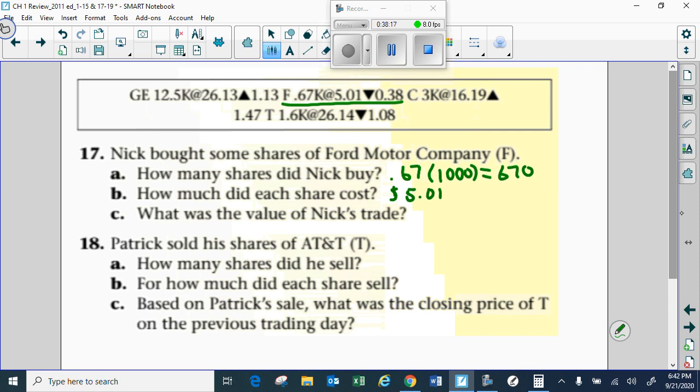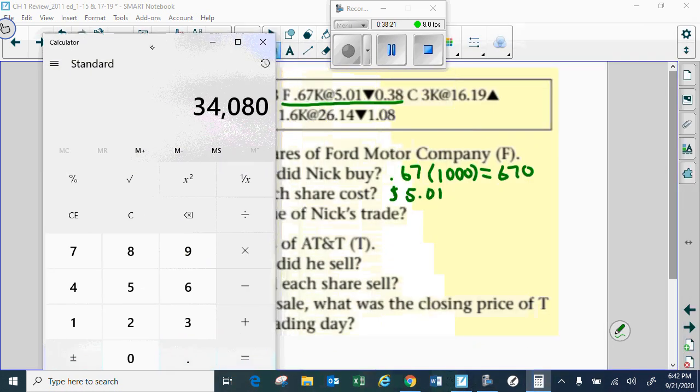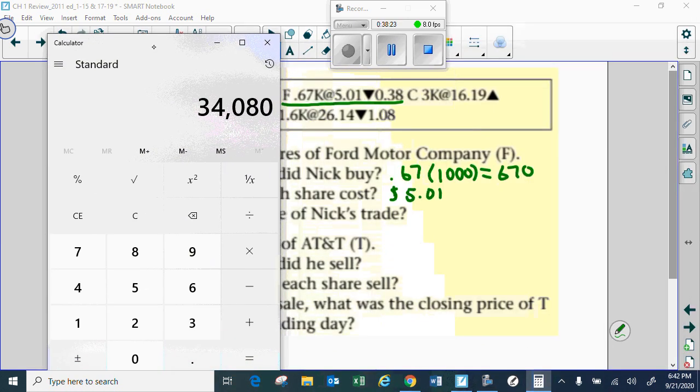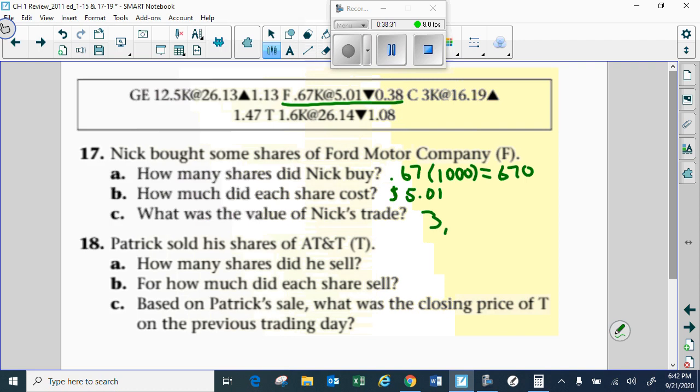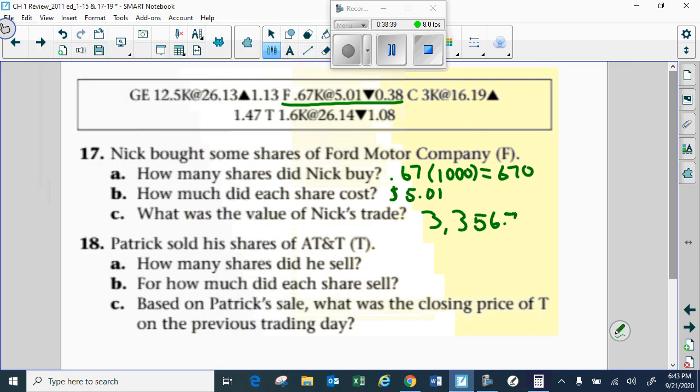What was the value of Nick's trade? So I'd take those two numbers and multiply them together. Let's move it over here. So I have 670 times 5.01. That gives $3,356.70.